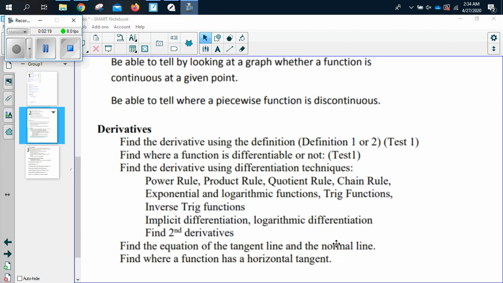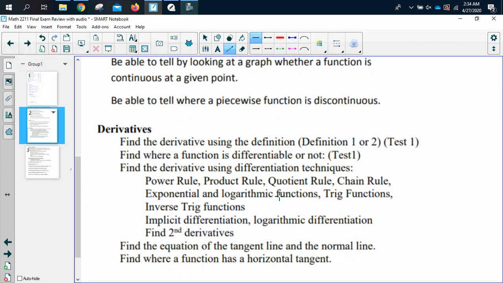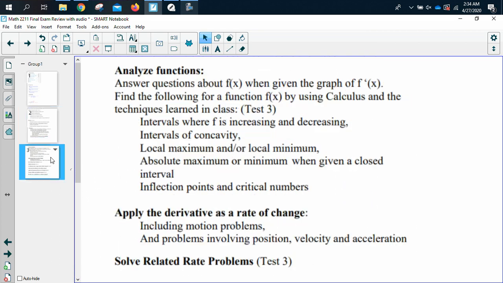I don't think I'll ask you about the normal line, so don't worry about that. Let's just mark through that. I don't think I'll ask you that. Don't worry about the normal line. And find where a function has a horizontal tangent. So be sure you can do all of that.